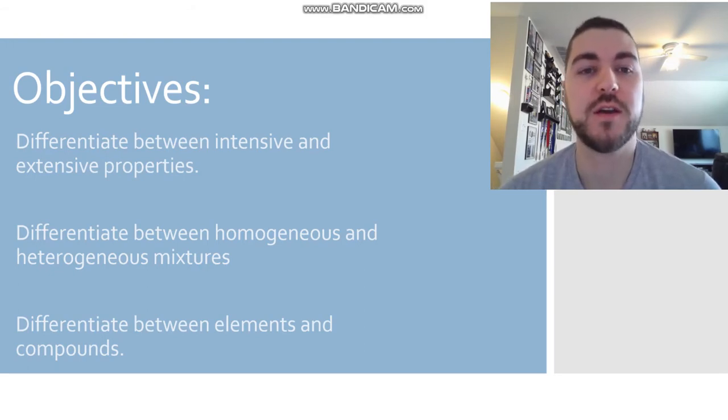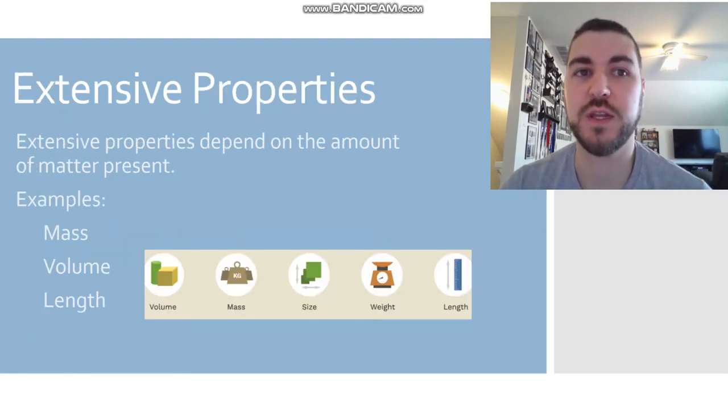The three objectives today are we're going to be able to differentiate between intensive and extensive properties. We're going to be able to differentiate between homogeneous and heterogeneous mixtures. And last but not least, we're going to differentiate between elements and compounds. So let's start by defining the difference between extensive and intensive properties.